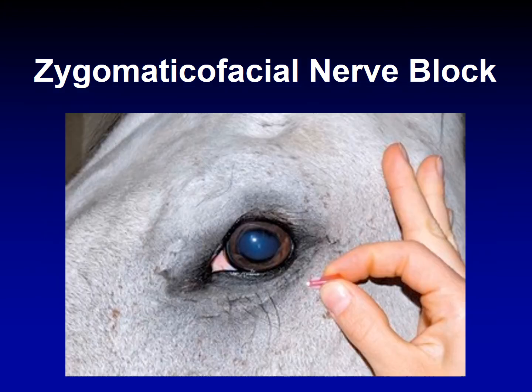This is basically how it's done. It's done laterally on the ventral margin of the orbit. That's how you do the zygomaticofacial nerve block. Now we reach the fifth and last nerve block around the eye, and that is the infratrochlear nerve block.